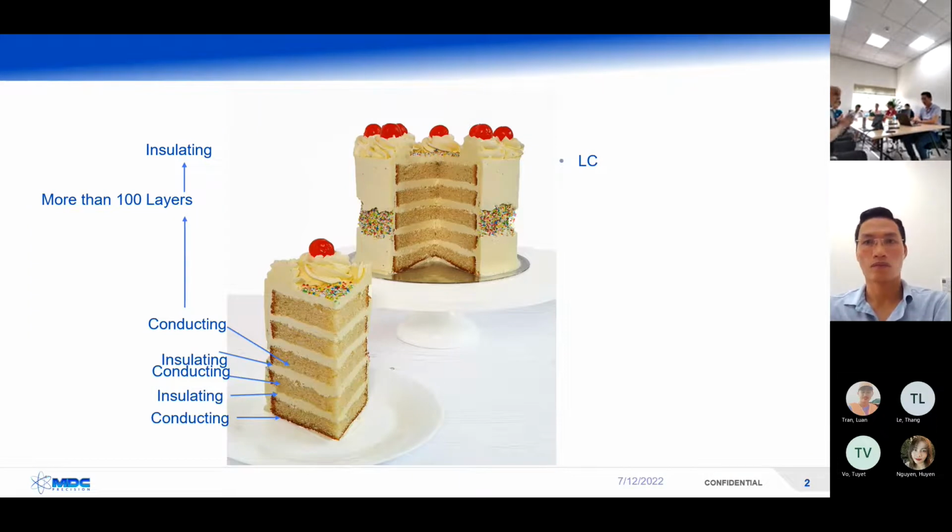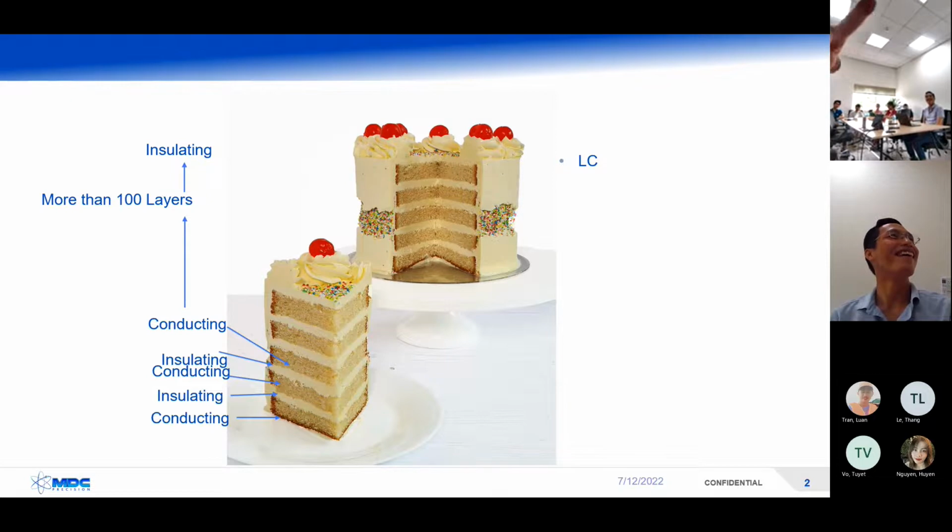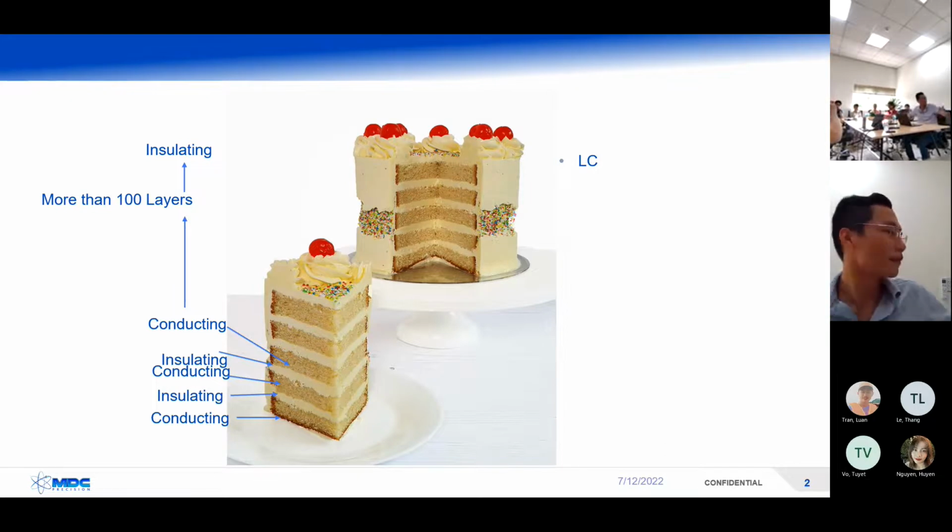So to start with, making a semiconductor is like making a cake, only it will have more than 100 layers. One layer is insulating, one layer is conducting, one layer is insulating, one layer is conducting, over and over and over, all right? Think of conducting like a copper wire. The copper is the conductor. And then we usually put a vinyl outside of it. That is the insulator, right?